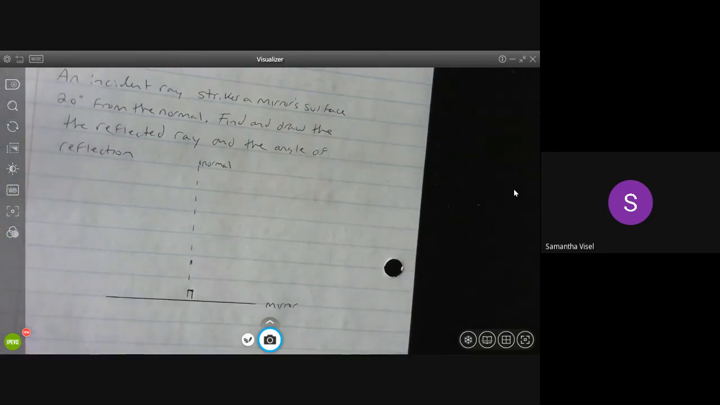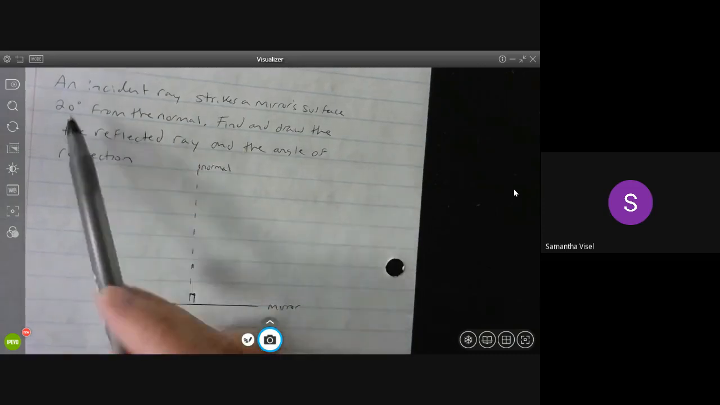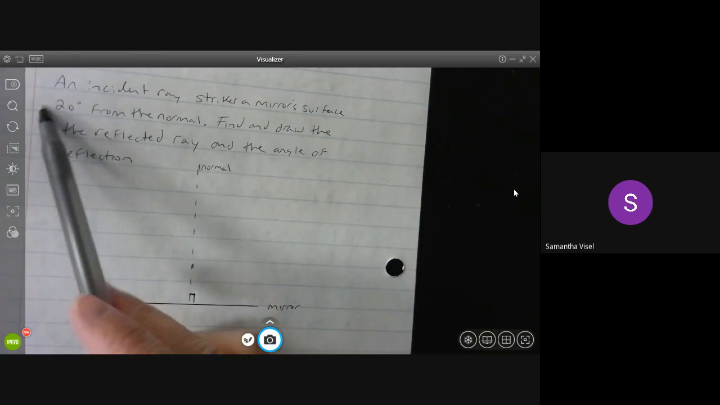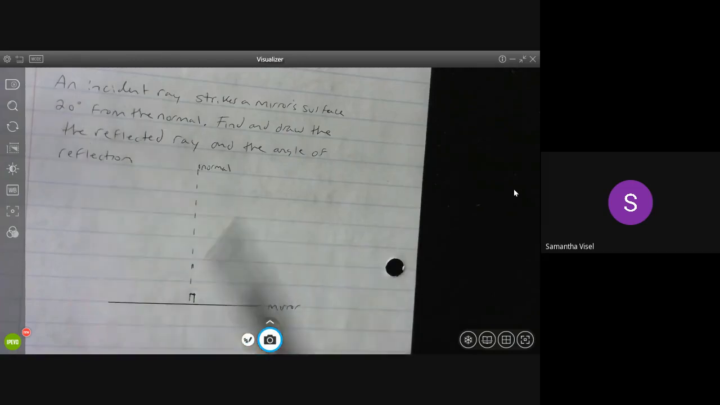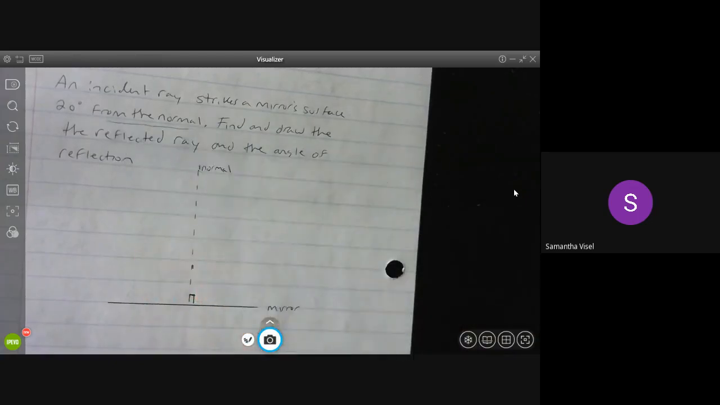All right. So it says that it strikes a mirror surface 20 degrees from the normal. One thing I always want to read is, what is the angle measured from? Is it 20 degrees from the mirror surface, so am I going up from here to here? Or is it 20 degrees from the normal, going here to here? So this is from the normal. So I'm going to start at my normal line, and I'm going to count 20 degrees over.